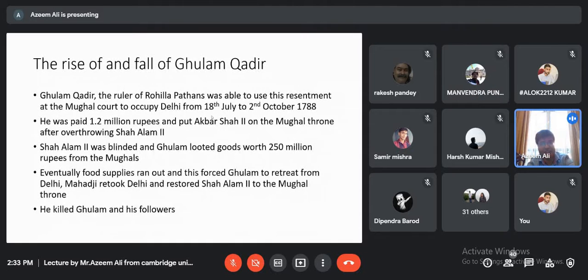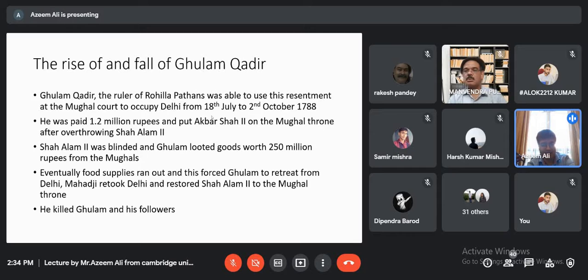And now enters one of the most notorious figures in the late Mughal period, Ghulam Qadir. Ghulam Qadir was the ruler of the Rohilla Pathans, and he was able to use the resentment against Marathas and the Mughal court to occupy Delhi from 18th of July to 2nd of October 1788. He was paid 1.2 million rupees and put Akbar Shah II on the Mughal throne after overthrowing Shah Alam II. Shah Alam II was blinded, and Ghulam looted goods worth 350 million rupees from the Mughals.